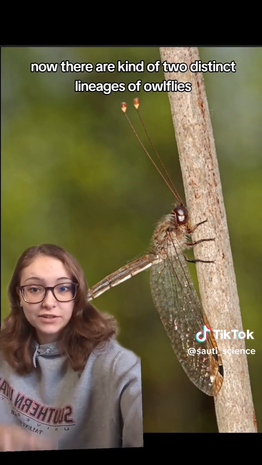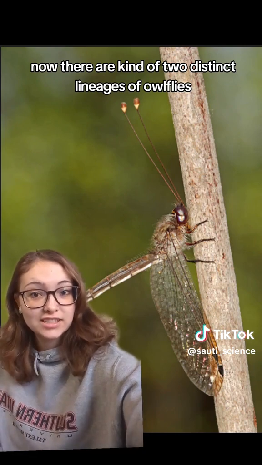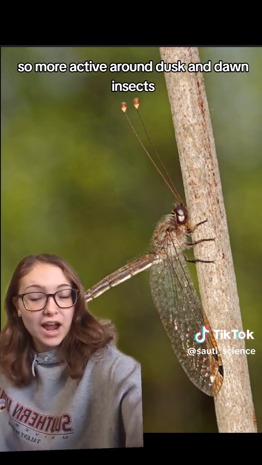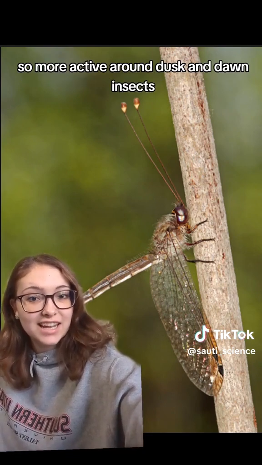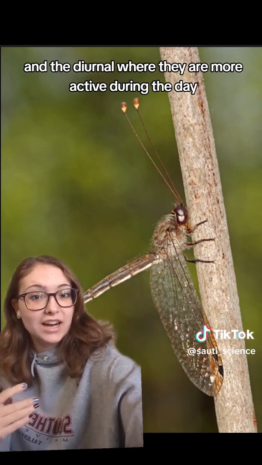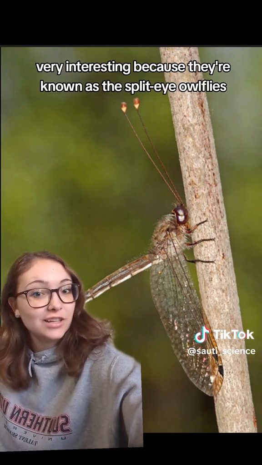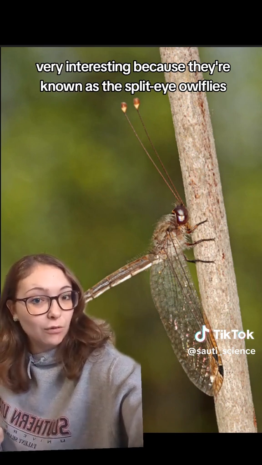Now, there are kind of two distinct lineages of owlflies, and those are the crepuscular, so more active around dusk and dawn insects, and the diurnal, where they are more active during the day. But the crepuscular ones are very, very interesting because they're known as the split-eye owlflies.